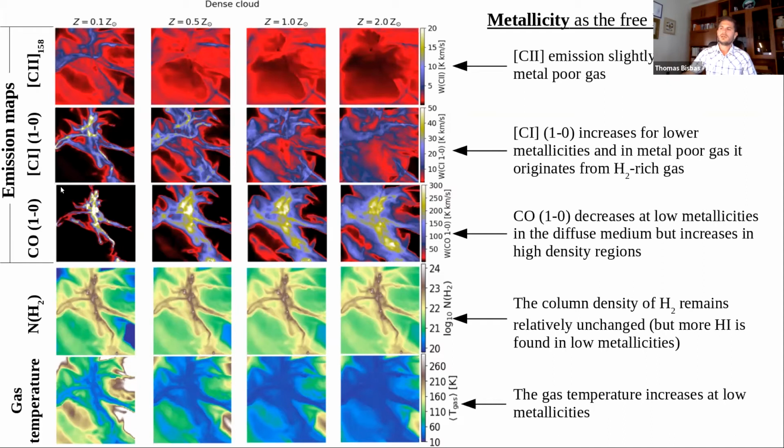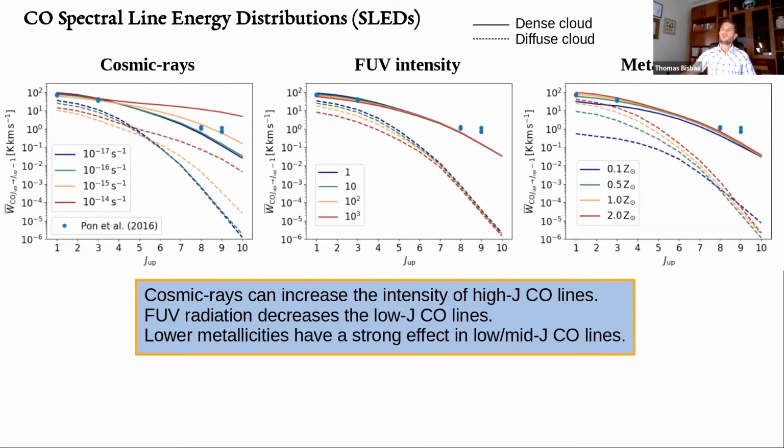Now, of course, the CO 1 to 0 is also presented here, but we have actually examined the CO up to 10 to 9, so the first 10 transitions. It's interesting to see how all these 10 transitions behave, and for that, we use the spectral line energy distribution. So the x-axis here in all cases is the upper state of the CO line. So this is 1 to 0, 2 to 1, 3 to 2, etc. And on the y-axis, we have the total emission that comes from the cloud. Remember here that we have both clouds now. The dense cloud is marked with a solid line. The dashed is the diffuse cloud, so the second cloud, with the more GMC look-alike.